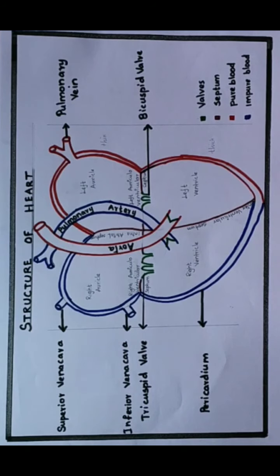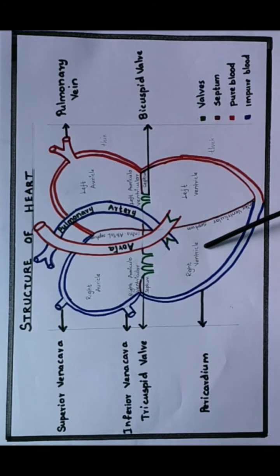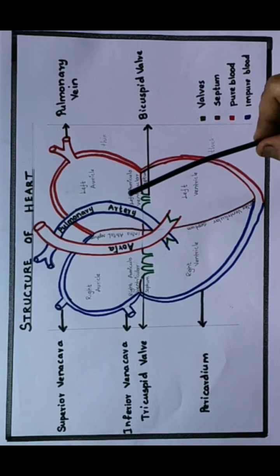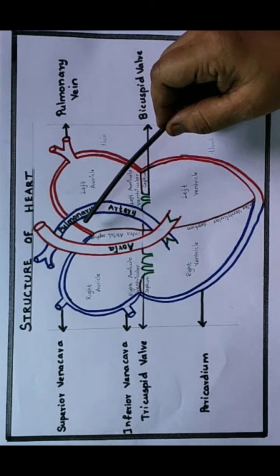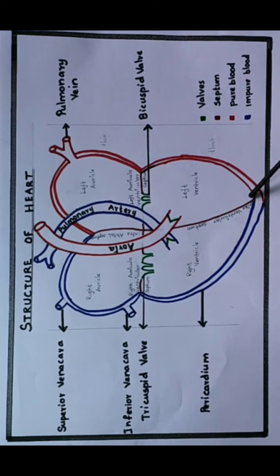This is the structure of the heart. I told you about 4 valves: tricuspid valve, bicuspid valve or mitral valve, semilunar valve, aortic valve. 4 chambers: right auricle, left auricle, right ventricle, left ventricle. 2 septums are there. See here, the septum between the ventricles and auricles.